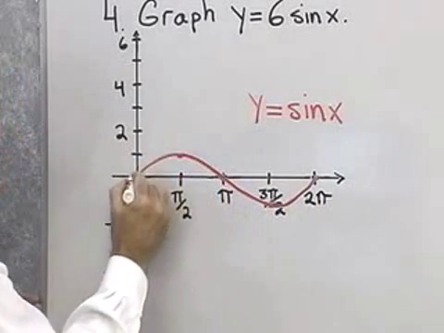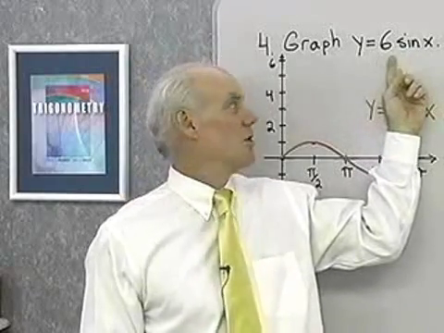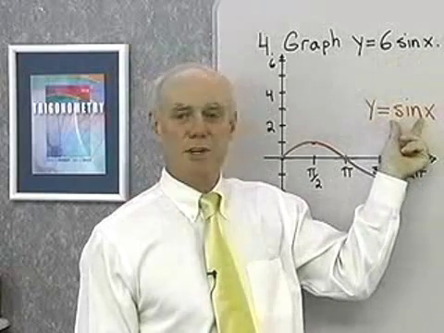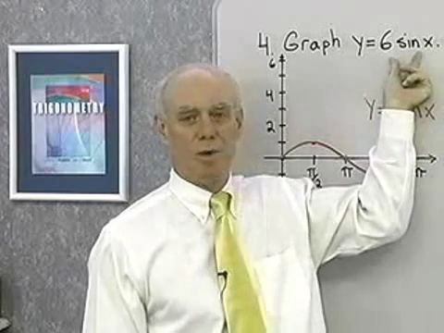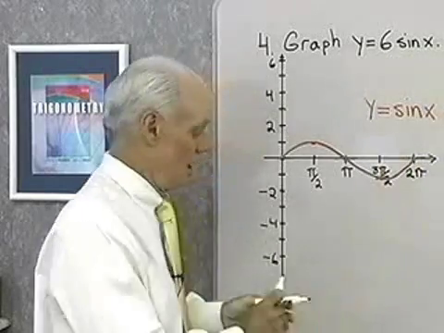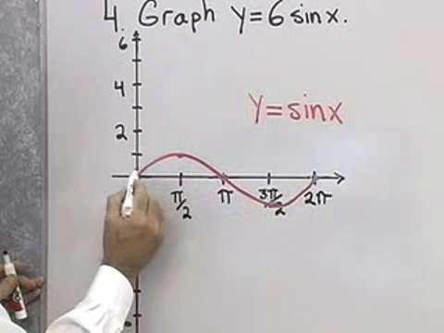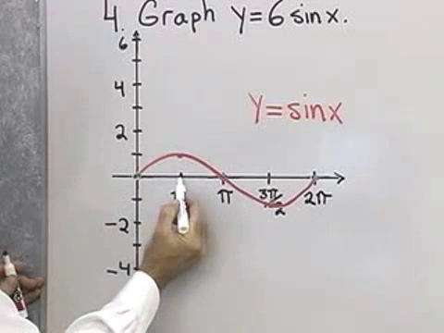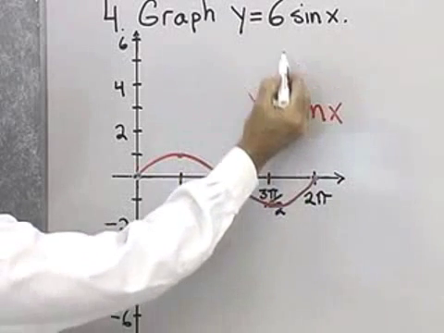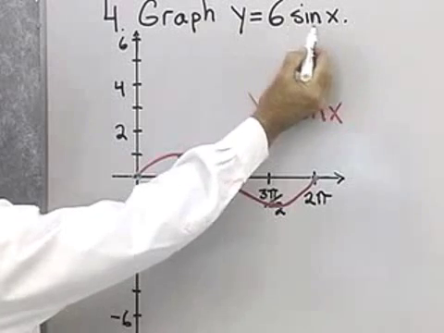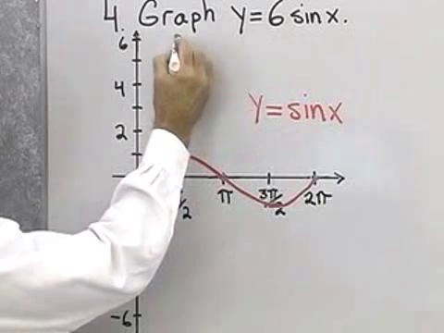Now I'm just using that for reference because when I look at this equation, I see that this coefficient 6 is going to change each value of y from this equation. So where here I have y equal to the sine of x, this is going to be y equals 6 times the sine of x. So where this red graph is 0, 6 times 0 will still be 0. When I get out to x equal pi over 2, I see that y is equal to 1 here on this graph, so y is going to be equal to 6 times that on this graph. So when y is 1 here, y is going to be equal to 6 over here.